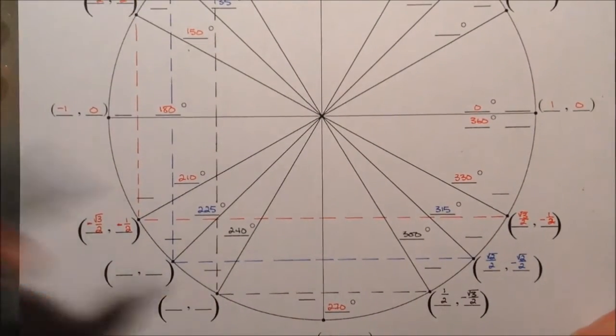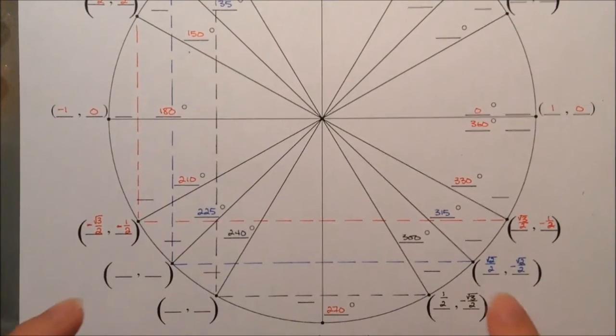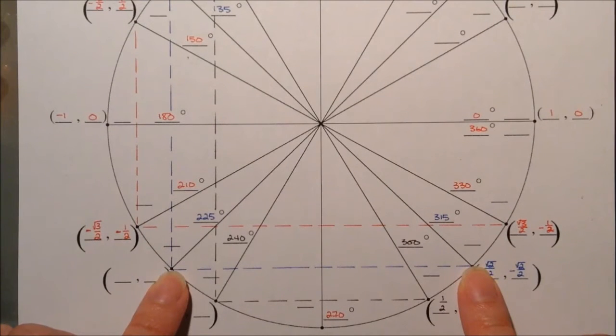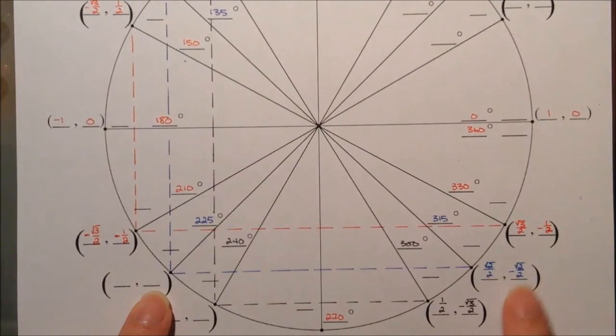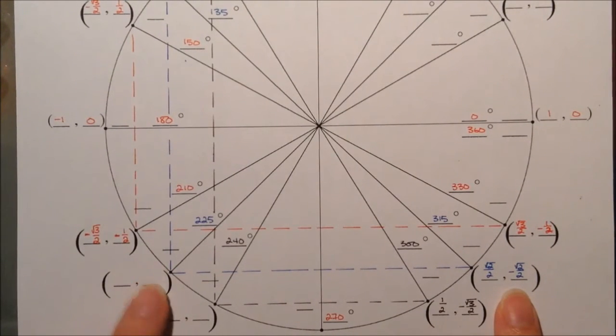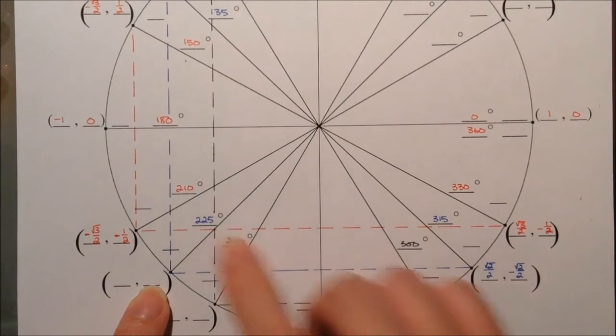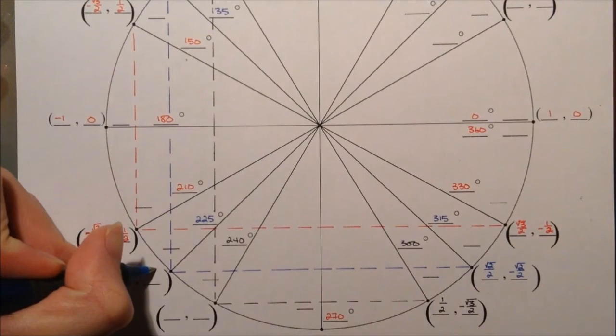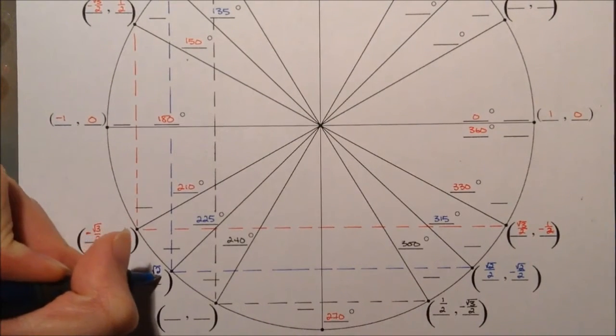Now let's talk about 225 degrees, the one in blue. So I connected the horizontal line from here. If it's a horizontal line, that means it will have the same y value. So over here in quadrant 4, it's negative square root of 2 over 2. Therefore over here in quadrant 3, at 225, it will be exactly the same. Negative square root of 2 over 2.